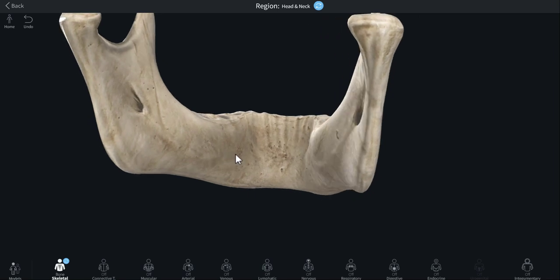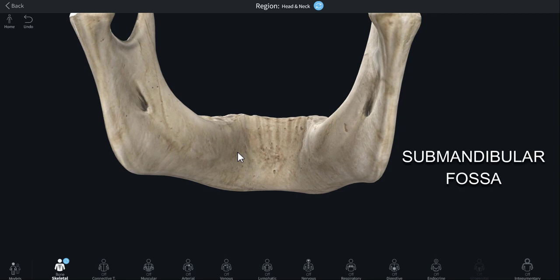Whereas the submandibular fossa will be below the mylohyoid line, somewhere over here. So below the mylohyoid line, which is actually running from the internal part of the symphysis menti to the third molar tooth, below that mylohyoid line we will have the submandibular fossa lodging the submandibular salivary gland. Very simple.